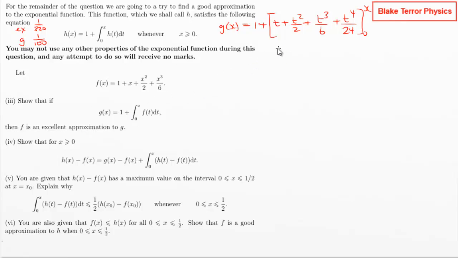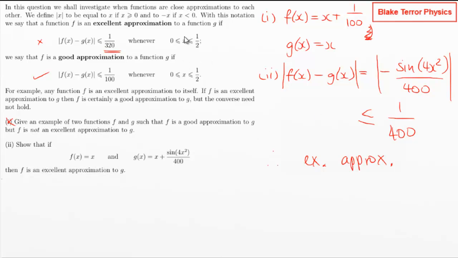That means f minus g is going to be 1 plus x plus these first few terms. When I put x's into these by completing the integral, they're all going to cancel. So we're going to get minus x to the 4 over 24, and then we mod it, so that would be x to the 4 over 24. That's what we're getting for that. And we need this to be less than or equal to 1 over 320, as this was excellent. Now, I think they said that x was in the range 0 to a half, didn't they? Yes, they did. So x is in the range of 0 to a half.